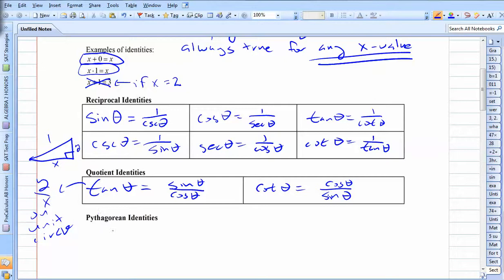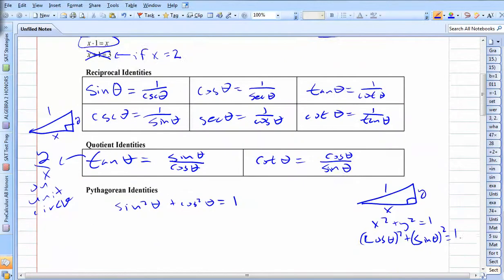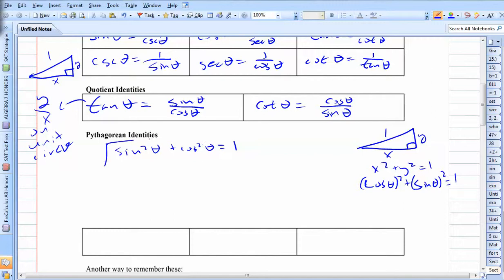And then the Pythagorean identities are the following. Sine squared theta plus cosine squared theta will equal 1. The reason why that's true is the unit circle. If you think about it, that was x, that was y, and that was 1. x squared plus y squared equals 1. And since x is cosine and y is sine, that makes this identity true.